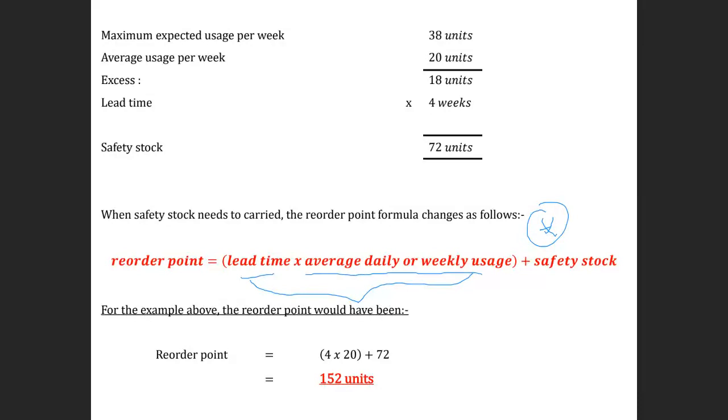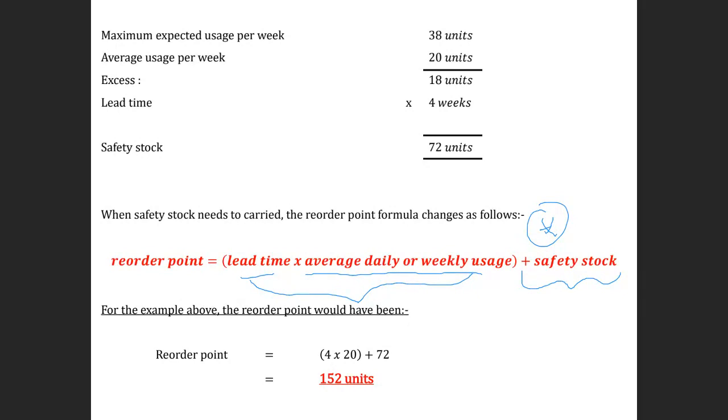All you're going to do is add on your safety stock. So under variable usage, you take your lead time, multiply it by your average daily or weekly usage, and then add on your safety stock.